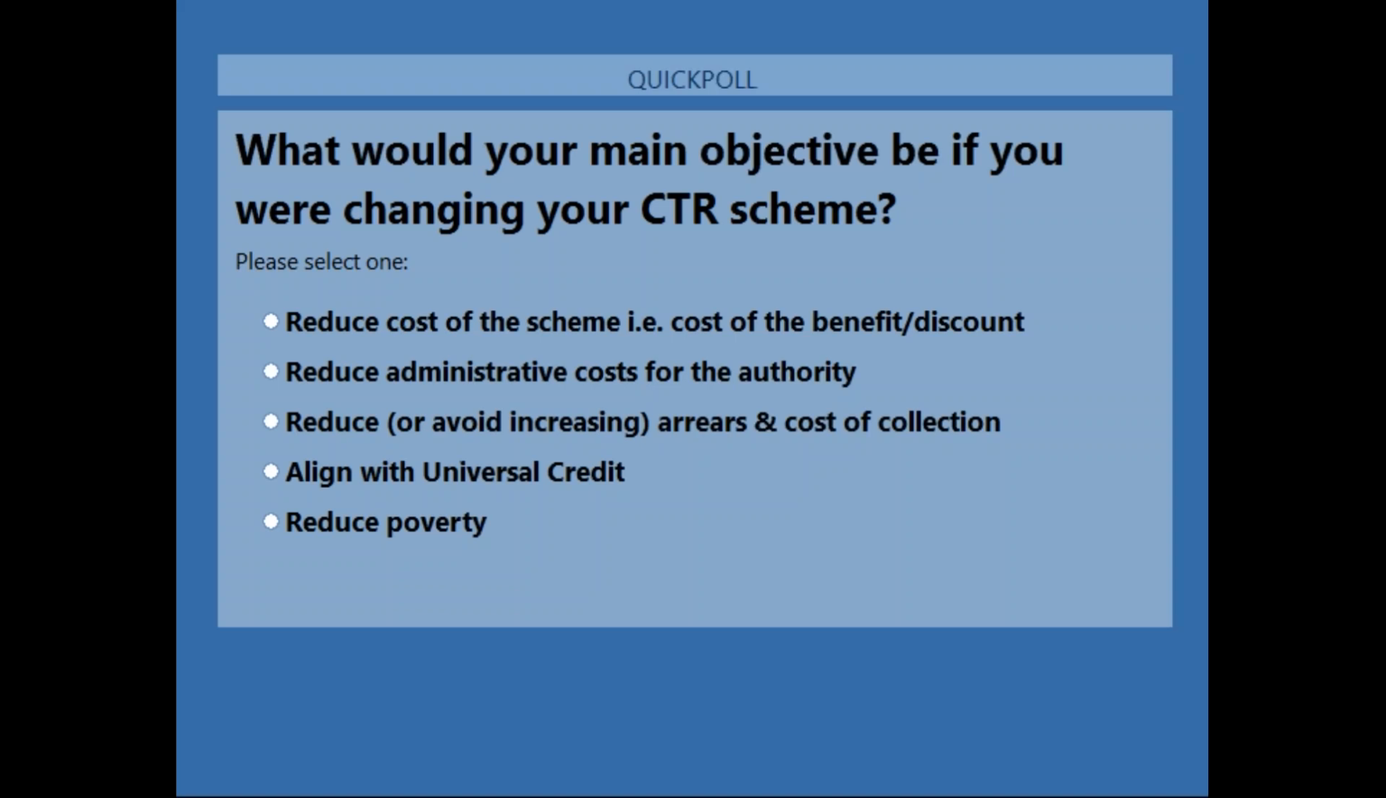Reduce the cost of the scheme, for example, the cost of the benefit or discount. Reduce the administrative costs for the authority. Reduce or avoid increasing council tax arrears and the cost of collection. Align with universal credit, or reduce poverty.